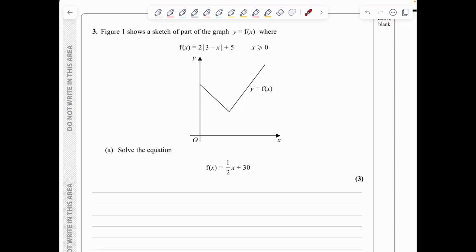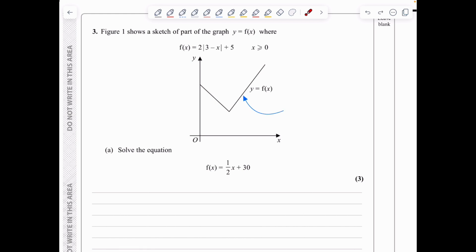So in question 3, we've got the figure showing a sketch of f of x is 2 modulus of 3 minus x plus 5 for x being greater than or equal to 0, and we need to solve the equation f of x is a half x plus 30. Well, the first thing to do is identify each line segment with their individual equation.